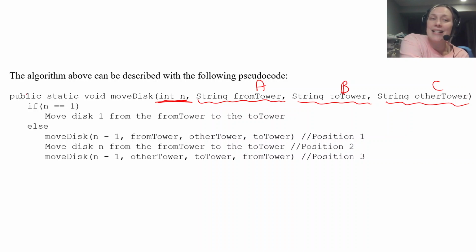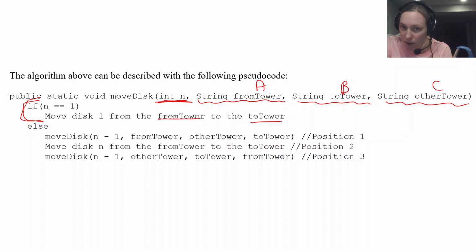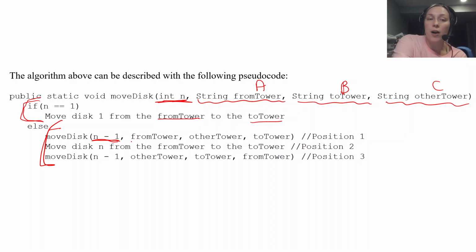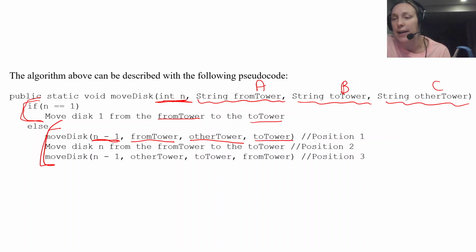Our base case is moving disk 1, from wherever we're going from to whatever tower we're going to. Otherwise, I have my 3 positions, right? Position 1 was moving my n-1 disks from the from tower to the other tower, and that tower is just my utility tower.